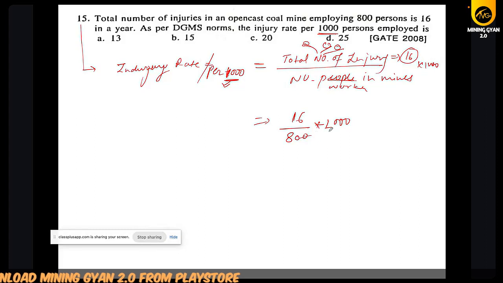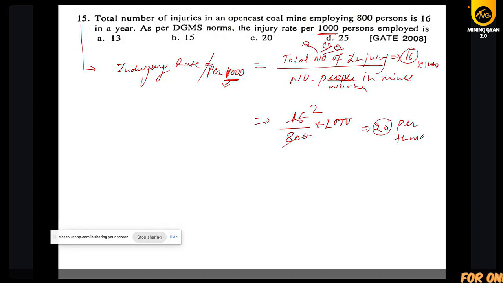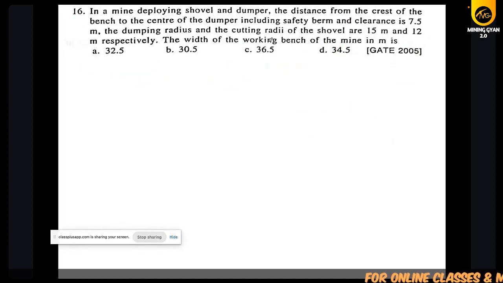Okay, so just the calculation part. It will be 20 per 1,000. The answer is C. Those who have a doubt, comment. Otherwise, you should try question number 16.